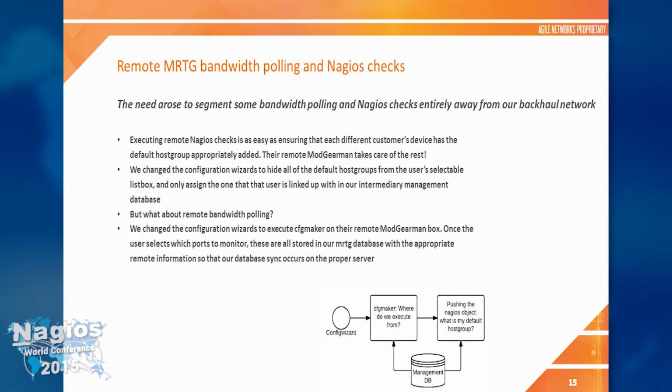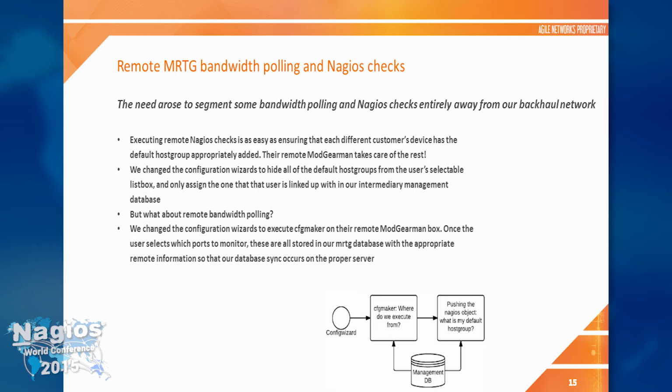Executing remote Nagios checks is as easy as ensuring that each different customer's device has the default host group appropriately added, which goes back to the talk I had about the configuration wizards. As long as that's set up, then this works. There is human error still involved when I'm typing out that configuration array. If I mess it up, then it gets messed up. The remote mod Gearman really does just take care of the rest.